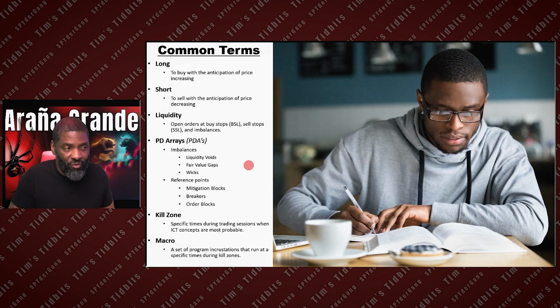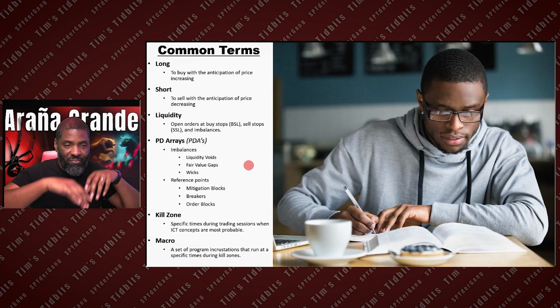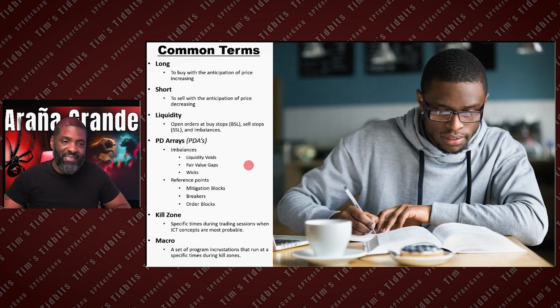Premium and discount arrays. There are arrays that occur in the premium, and in discount, you're selling the premium, you're buying a discount off of these arrays. So that's why it makes sense in my mind. Whatever you want to call it, it's on you, but just remember, I break them down into two categories: imbalances and reference points, right?